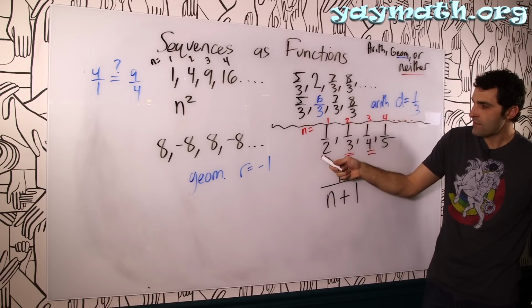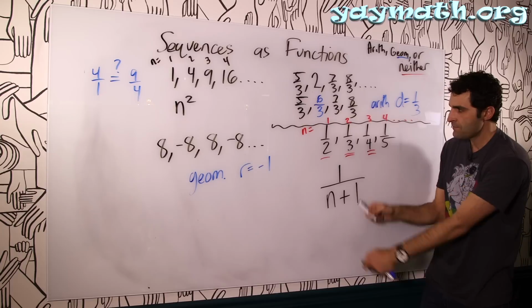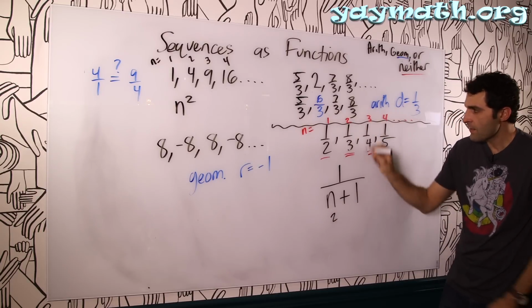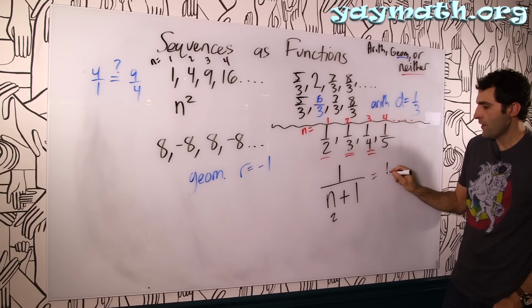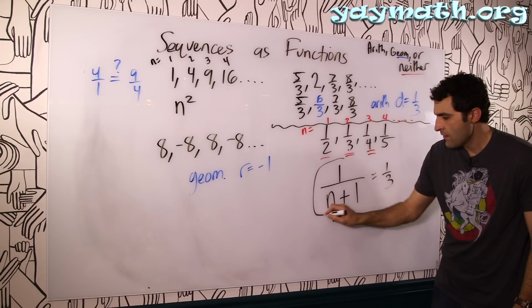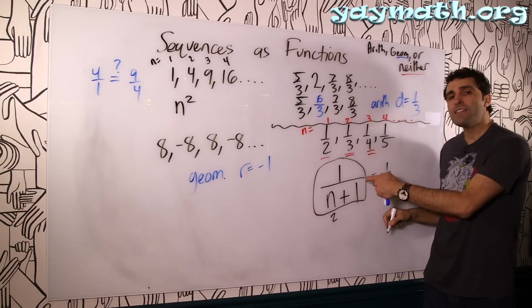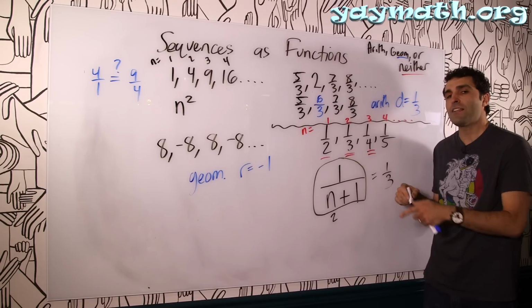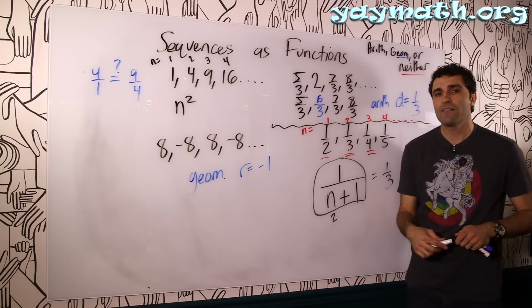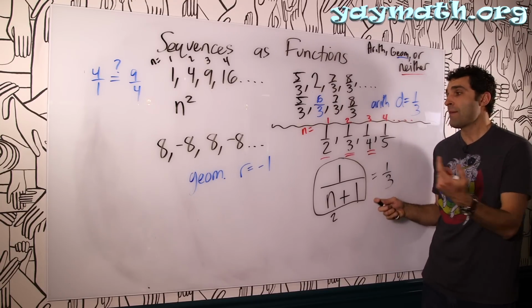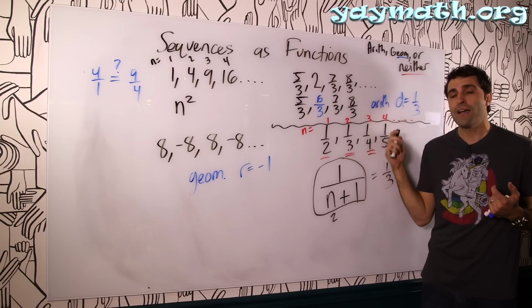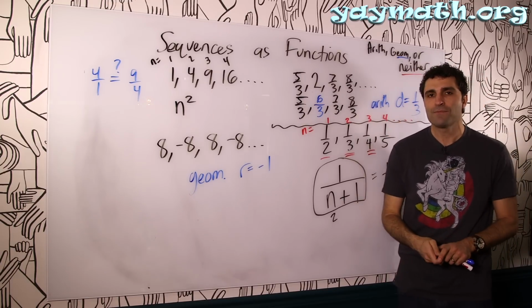So if n is 1, this is 1 plus 1, that's 1 over 2. If n is 2, 2 plus 1 is 1 over 3. Okay? So if you see that at least, then we've made progress, all right? And I'm telling you, the 10th time you do it, it'll be a lot smoother than the first time if you didn't know how to do that, all right? At least that was the case with me.